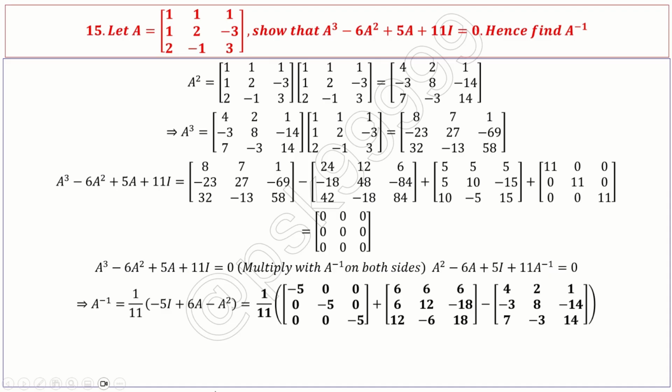A inverse is nothing but 1 by 11 of minus 5I plus 6A minus A square. So if you do all this, you will get A inverse, which is nothing but here. 1 by 11 I kept just outside, you can take it inside also. This is my A inverse. You cross check by multiplying. So for 2 by 2 matrix as well as 3 by 3 matrix, we can find some equation like this, from which you can find the A inverse.